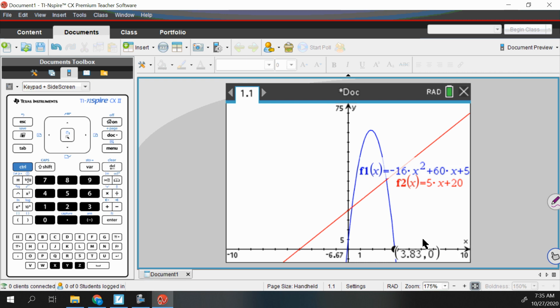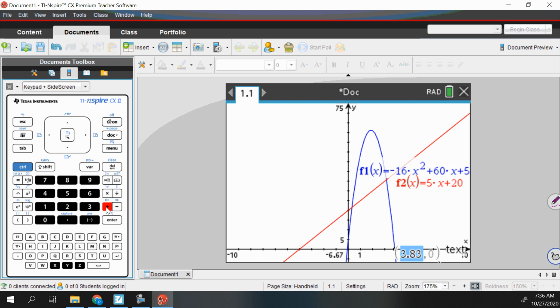Now, a feature I want to show you on the calculator is if you ever need to see more decimal points, click it once and hit the plus sign. Let's see. I know it works on yours. I don't know if it works on the smartboard. But click it once.